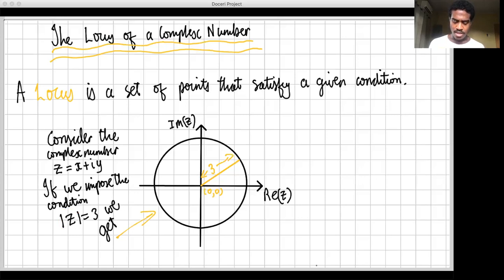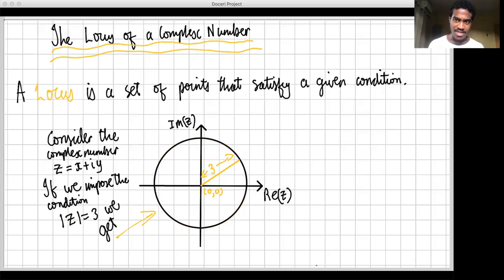So we said that the locus is a set of points that satisfy a given condition. The set of points in this case, or the locus of this complex number z, modulus of z equal to 3, is actually the circle. The locus is the circle, right? Radius 3, center 0. That is the locus.